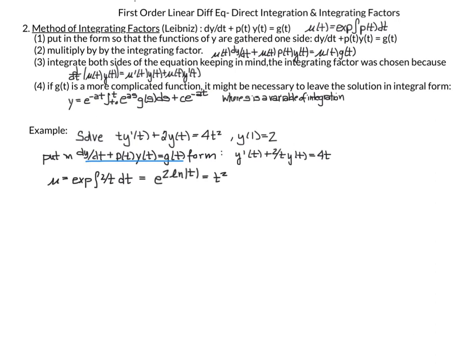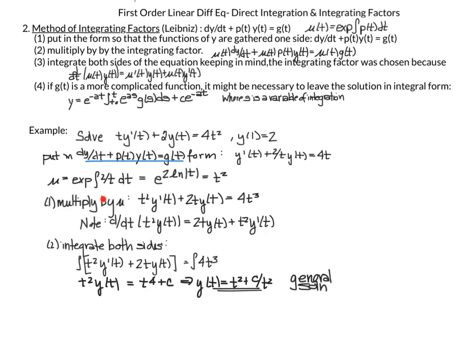Now I can calculate my integrating factor as e raised to the integral of my p of t, which is 2 over t dt. And what that will give me is e to the 2 natural log of t, which is equal to t squared. Now that I have my integrating factor, I'm going to multiply my entire differential equation by my integrating factor, and I'll get t squared y prime of t plus 2t y of t is equal to 4t cubed.